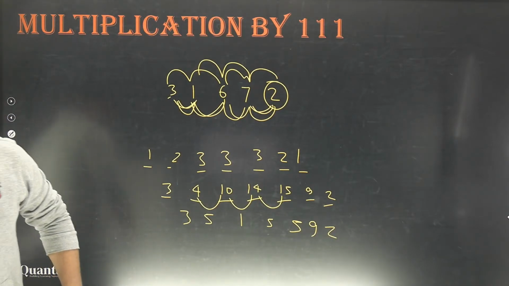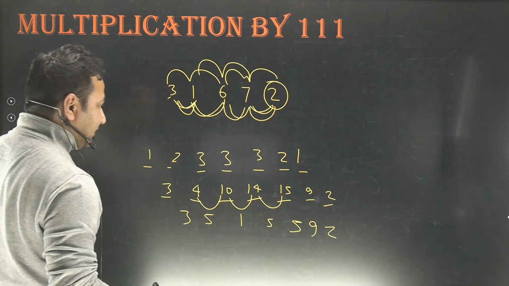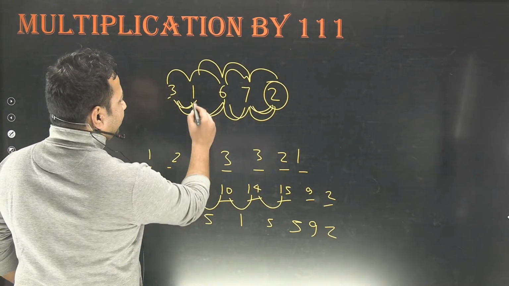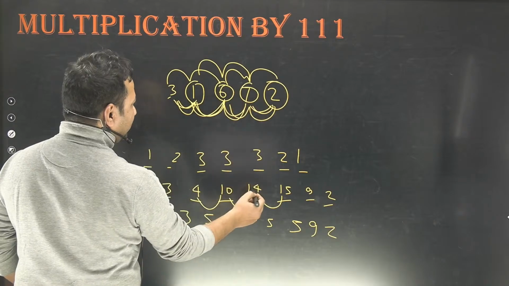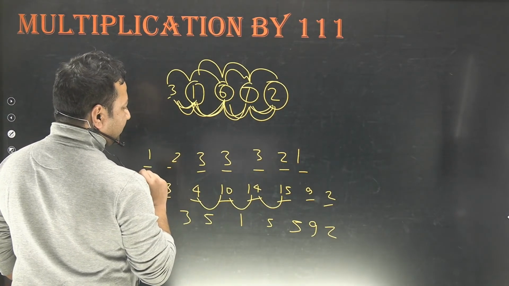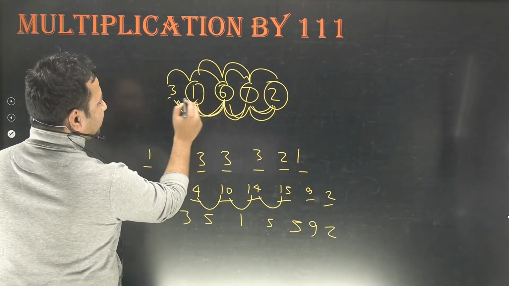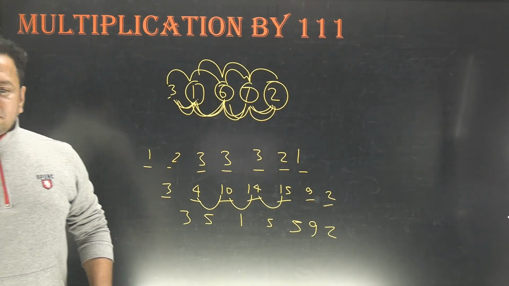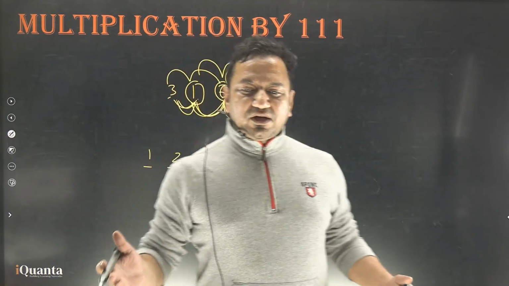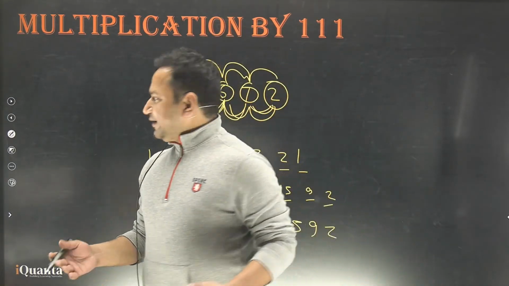Cool. Sarthak, where did 14 come from? Okay, 14. 1 plus 6 plus 7 is 14. 1 plus 6 plus 7 is 14. Right? Got it? And similarly, 6 plus 1 plus 3 was 10. Exactly, Mehul. This process will be repeating if there are more digits.